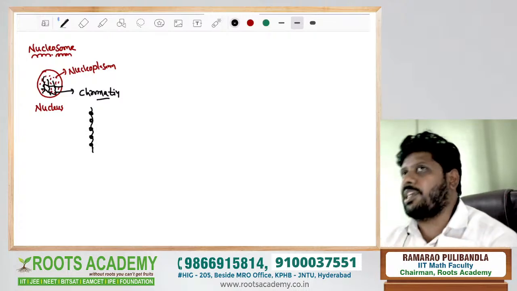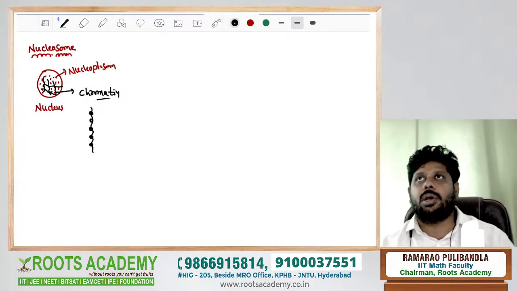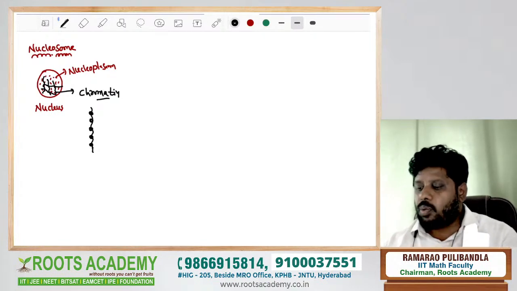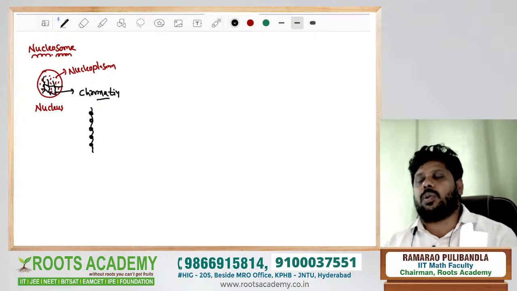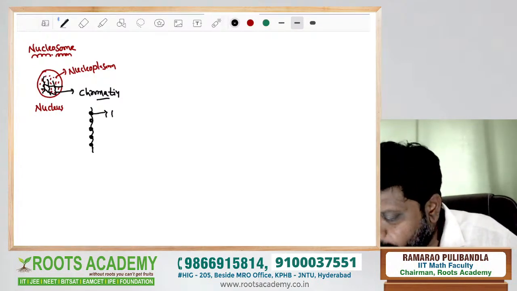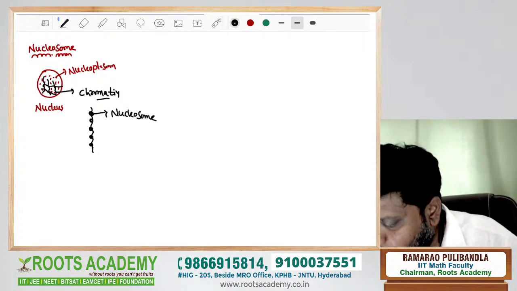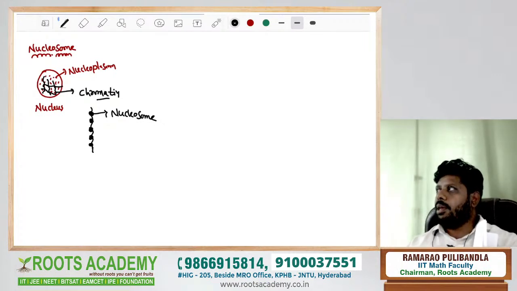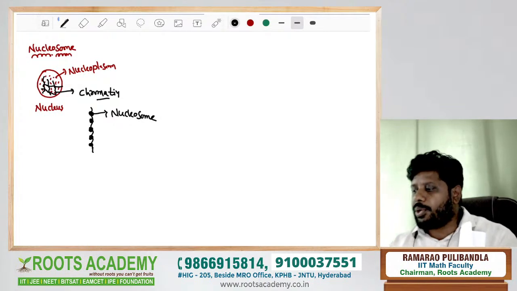Some bead-like structures are present on the chromatin. Take one chromatin, observe under the microscope. Many bead-like structures are present. Every bead is called one nucleosome. This is one nucleosome, this is one nucleosome, this is one. When chromatin material is observed under the microscope, it looks like beads on a string, and every bead is called one nucleosome.